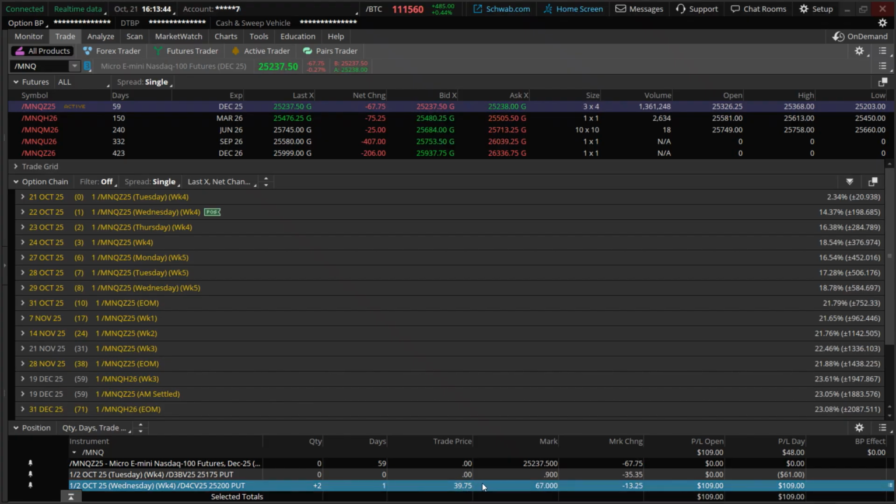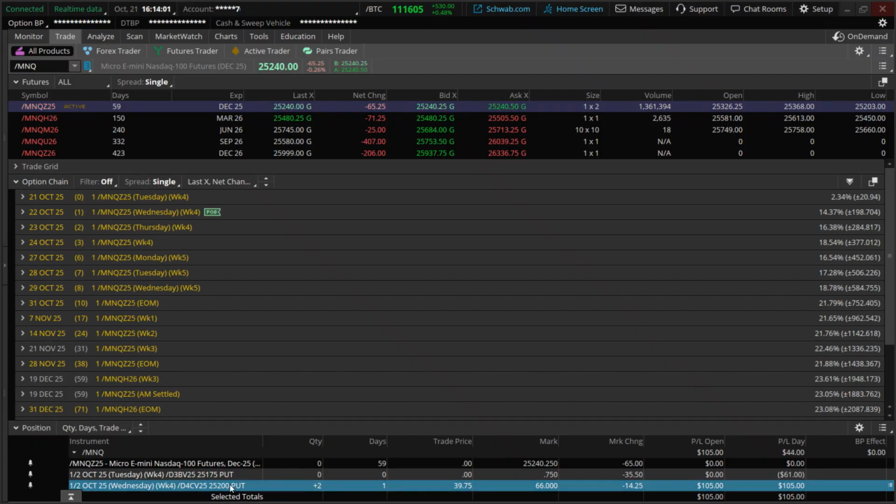And since entering the trade, the position is now going in my direction as the option premium is quoted at $66.50. And the P&L, the profit and loss side of the ledger, is reflecting a positive balance of a little over $100.